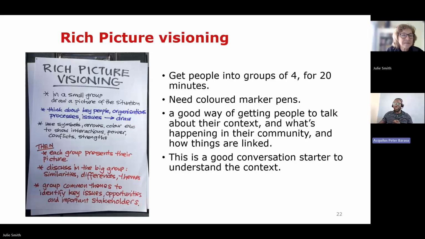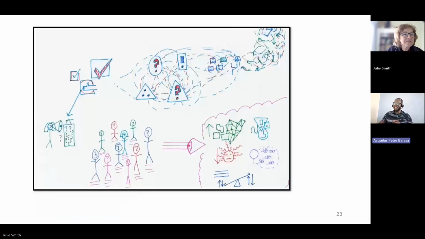You'll expect it to be messy. You don't expect a beautiful drawing, of course, but the value of this is then after 20 minutes, every group gets up and presents their picture. And then you can discuss the different pictures, the similarities, the differences, the themes. Groups can identify common themes that they can talk about, and that can help you get a bit of a snapshot about what's in the community.